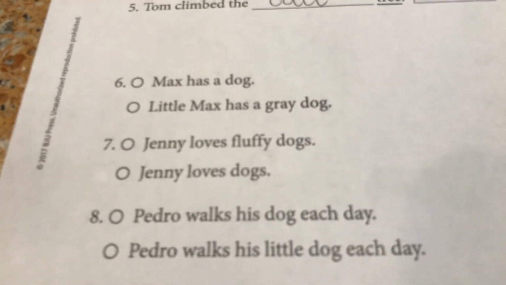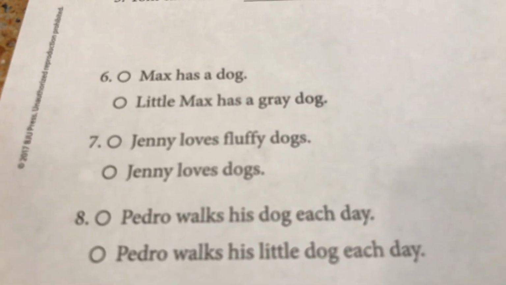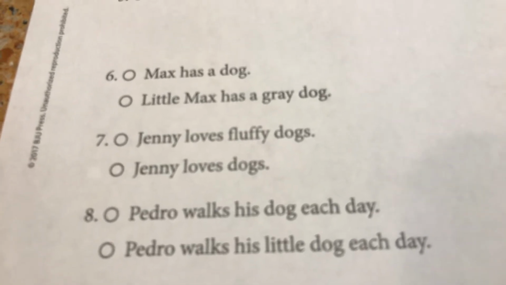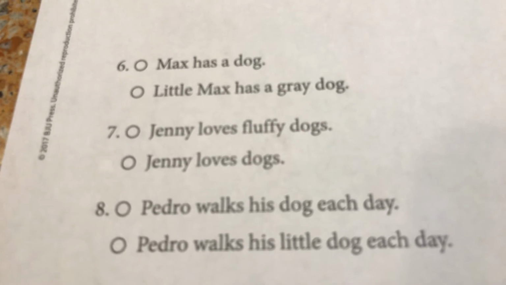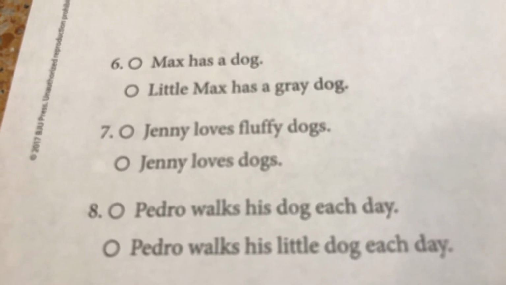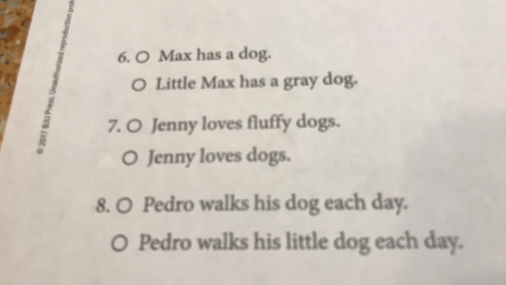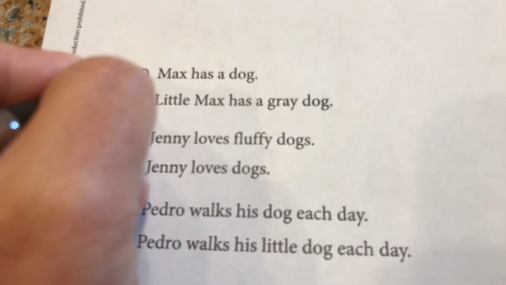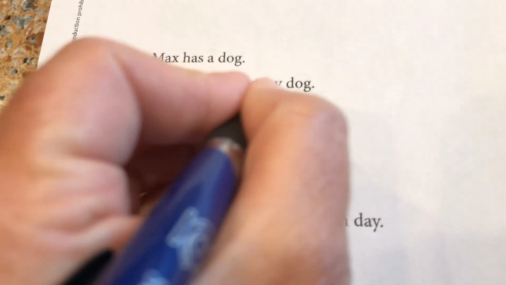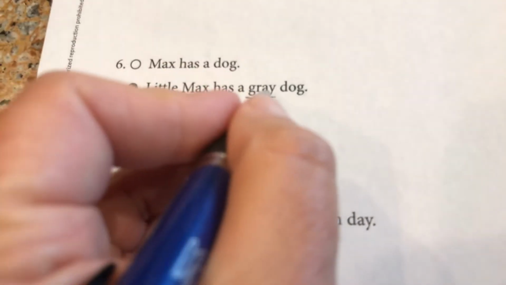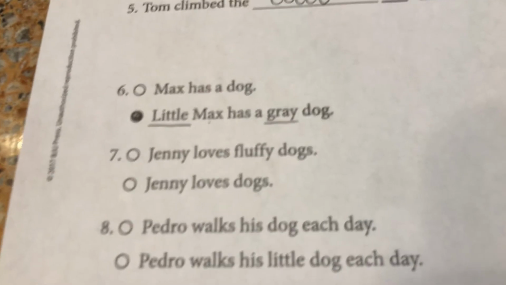And at the bottom of the page, you're going to select the sentence that is more interesting because adjectives have been added. Max has a dog, or little Max has a gray dog. Well, I think little Max has a gray dog paints an image in my mind. I can see a little boy with his gray dog.